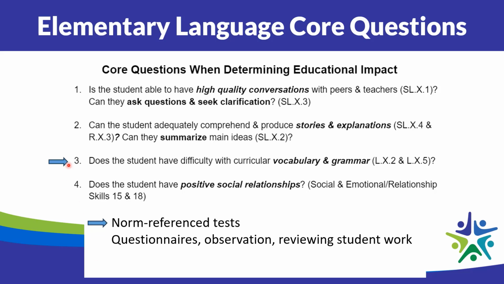So, the standards talk about difficulty with curricular vocabulary and grammar. Looking at discrete vocabulary and grammar skills are often done by some of our norm reference tests. We also talked a lot about our questionnaires and observation and reviewing of student work, and that's what we really need to do and think about to start getting at some of these more applied academic questions, such as having conversations, asking questions, telling stories, summarizing main ideas, providing explanations, quality of social relationships. Those different types of criterion reference assessments can really provide great insight into those different areas.